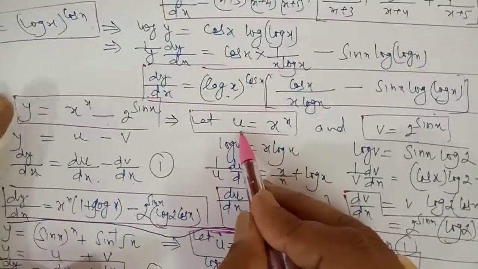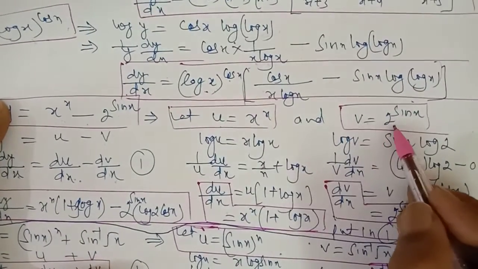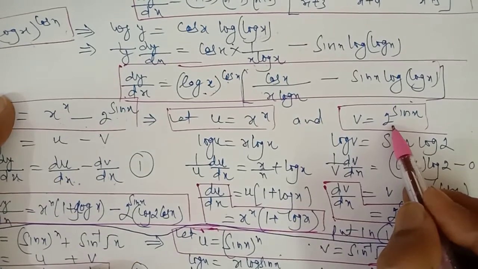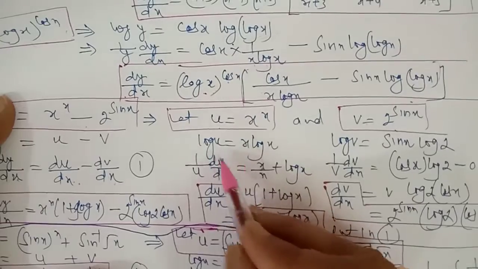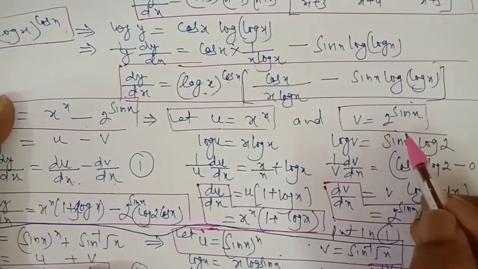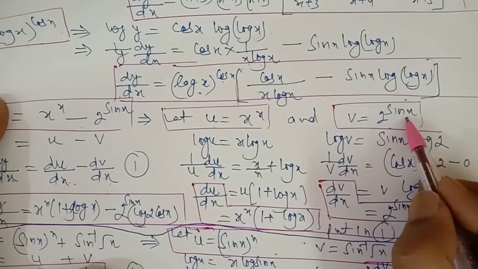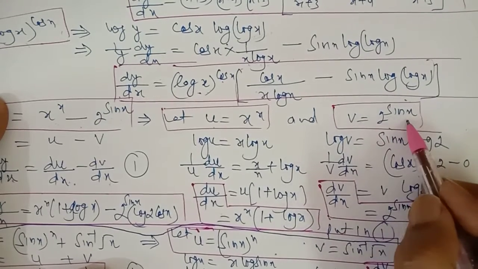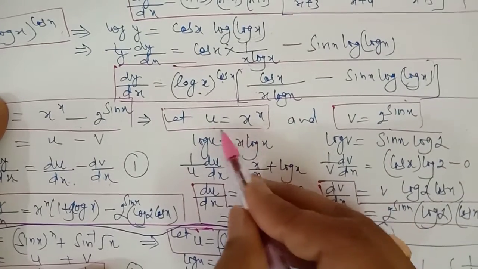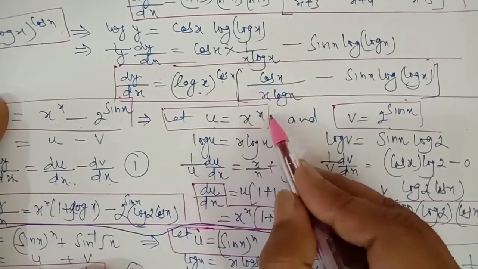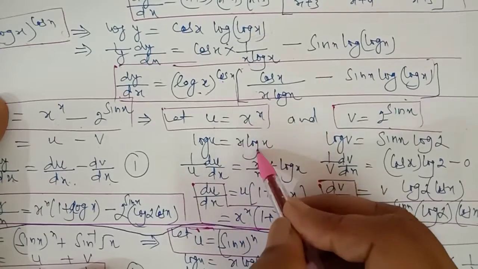So u is x raised to power x, v is equal to 2 raised to power sin x, and because this cannot be differentiated without taking the logs, you have to take the logs on both sides. Now this function can be done without taking the log because you know the derivative of a raised to power x, but you can take the log also. We are doing it here by taking the log. So log u is equal to x log x, as the power gets multiplied with the log.